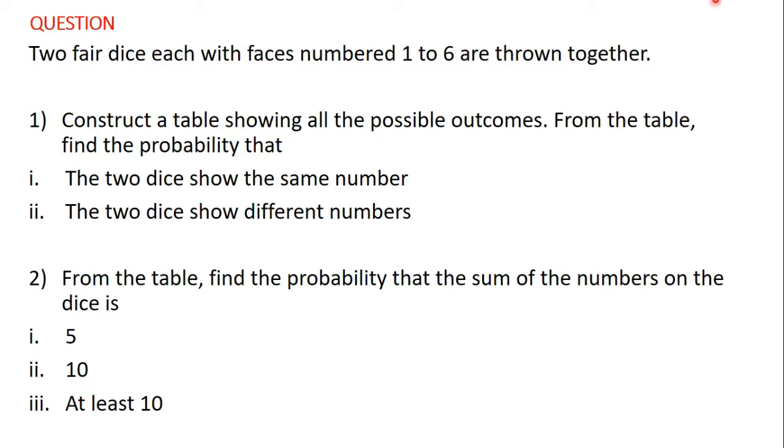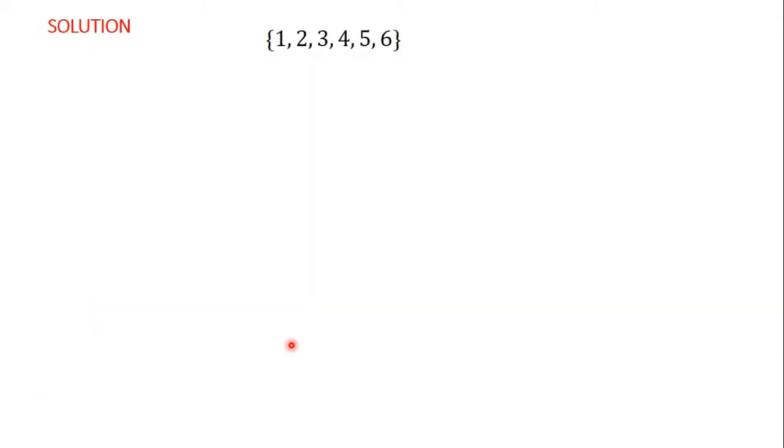So here we have two fair dice and each one of them has its faces numbered 1 to 6. We are supposed to construct a table to show the possible outcomes. Then from the table, we will find the probability of these events that have been given to us. Let's represent the first die with D1 and the second die with D2.